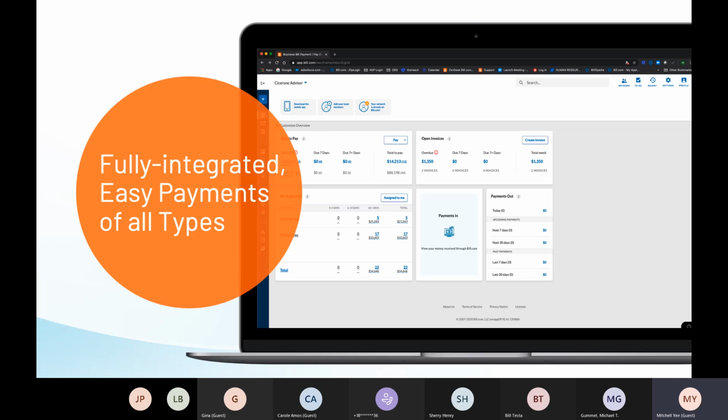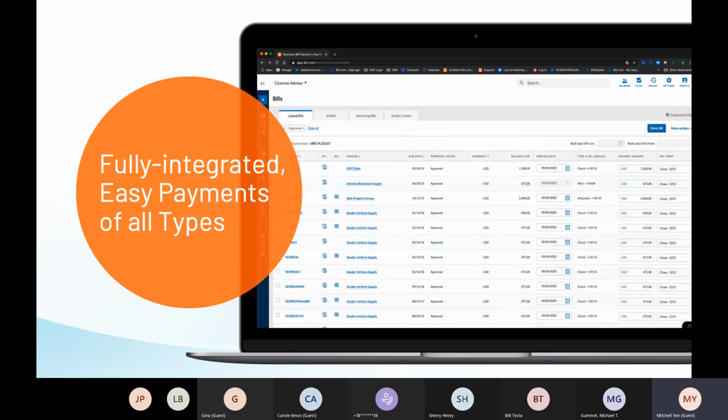The CFO or controller or VP who needs to sign or pay bills can now just dive right into that bill pay screen. And when they dive right into that bill pay screen, what they'll be taken to is a screen of bills that have been approved, and they're ready for them to make the payments.